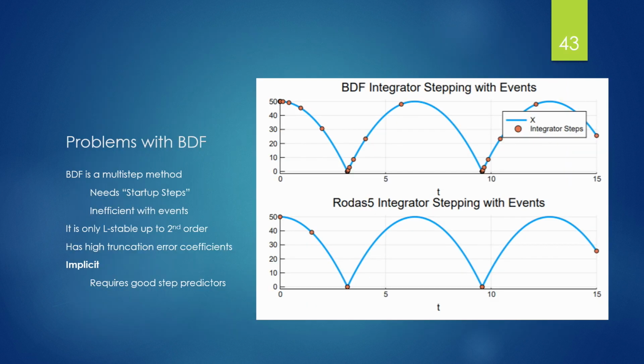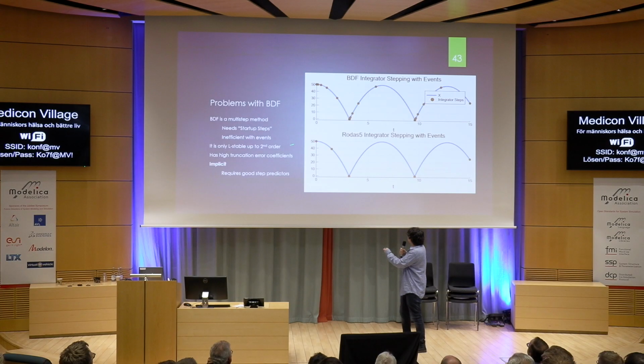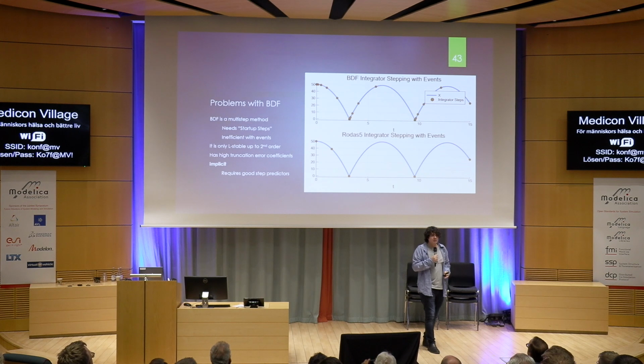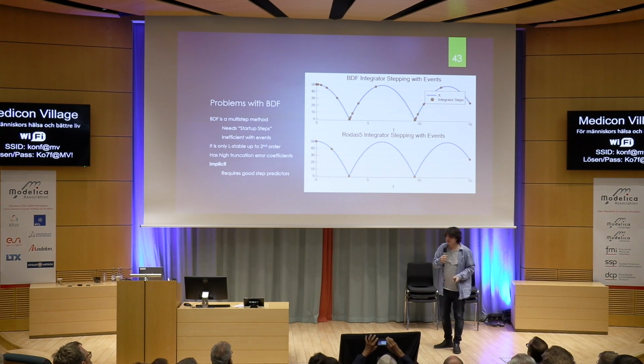The other thing that happens is every time you have an event, it has no more history. And because BDF methods need history in order to have higher order, it restarts and decreases the step size, and then it has to do its restarting process over again. So here I'm just showing a bouncing ball, a completely non-stiff ODE, which you can solve till time infinity in basically one step.